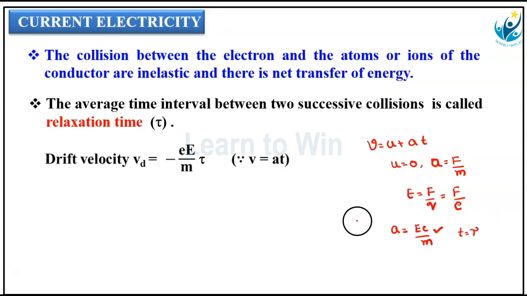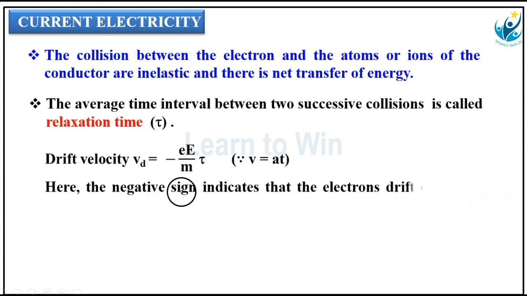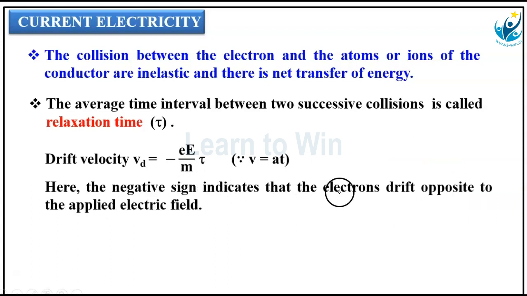All these values substituted in v equals u plus at, then we get drift velocity vd equals minus small e capital E by m into tau. What does this negative sign indicate? Here the negative sign indicates that the electrons drift opposite to the applied electric field.